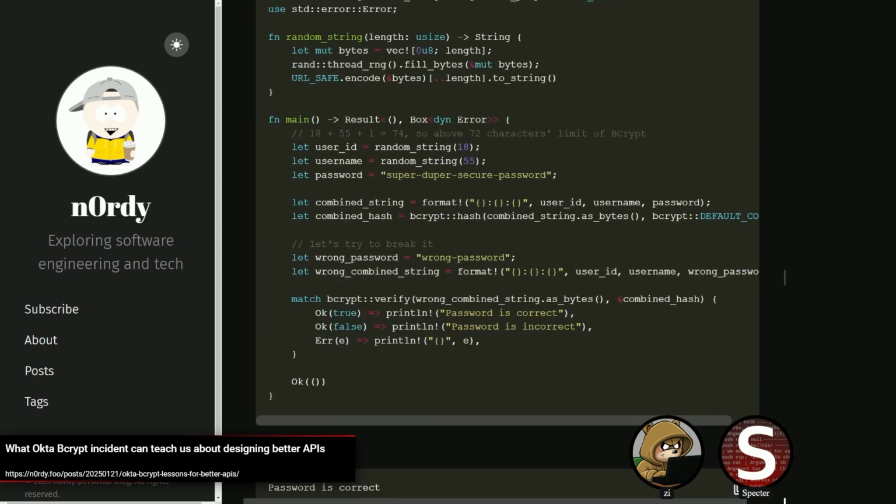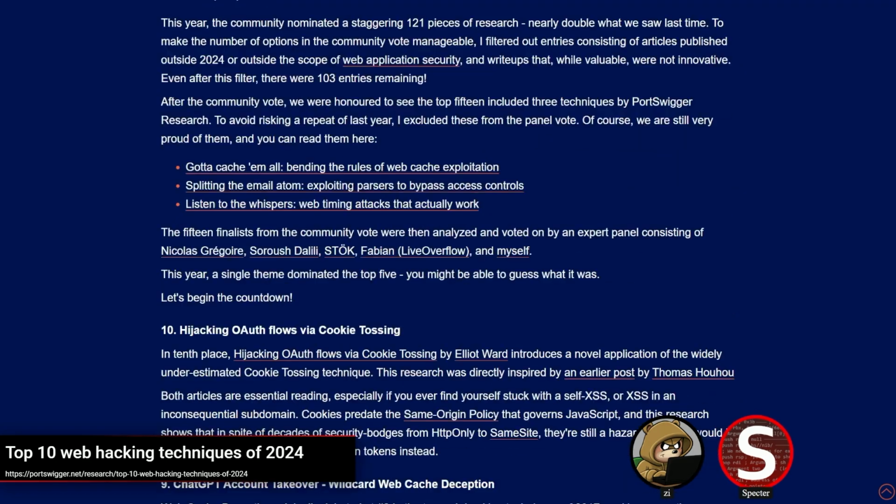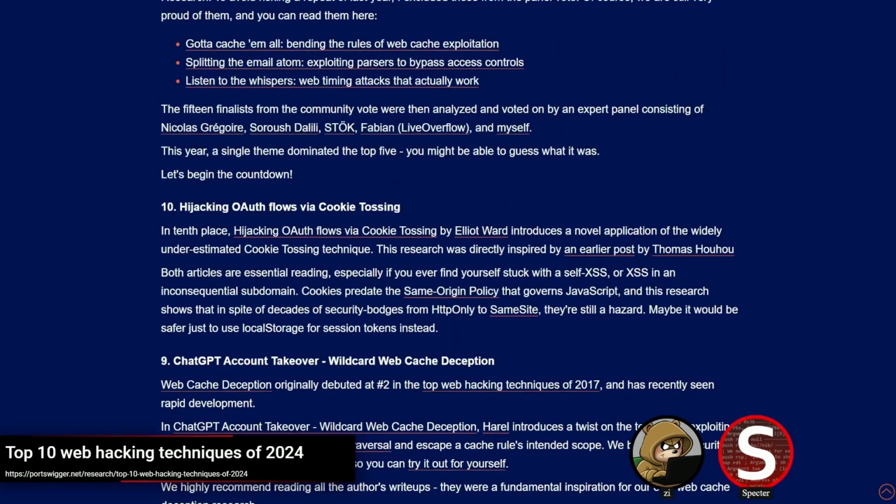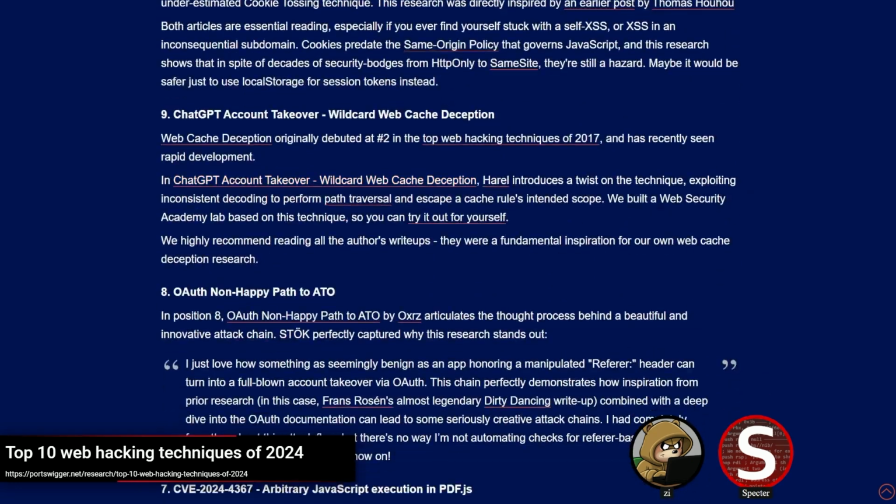Getting into our next topic, PortSwigger has put out their top 10 web hacking techniques for the year of 2024. We tend to cover these. I think we've covered at least the last two or three of them. Sometimes they overlap with things we talked about on the show. Sometimes there's stuff that we missed, especially because a lot of the web research in 2024 came out while we were on our break. That's just how that went. But we like to cover these when they come up.